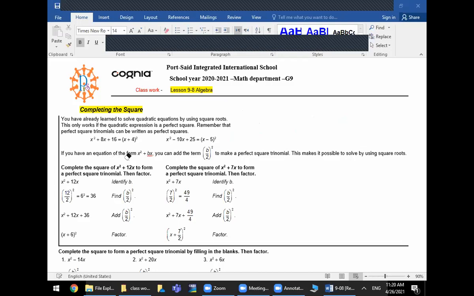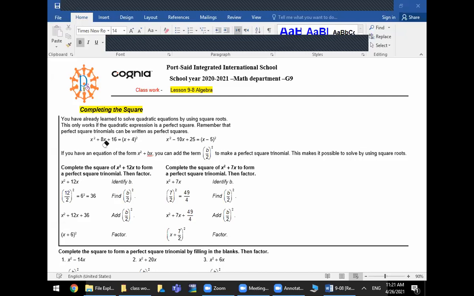So let's move to the part which we want to talk about today, which is: if you have an expression in the form of x squared plus bx, you can add the term b over 2 all to the power of 2. At the beginning of your sheet, you will find that I already gave you an expression of how we remember the perfect square trinomial. A trinomial can be written as a perfect square.